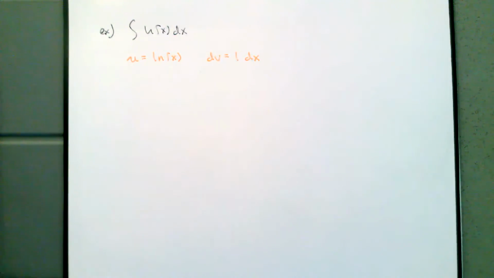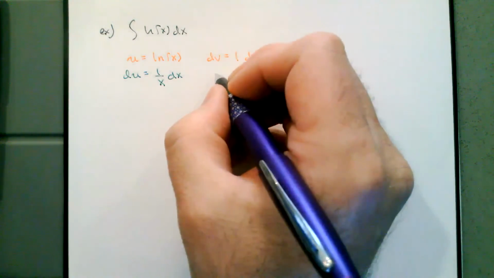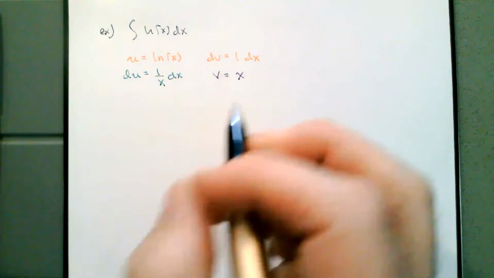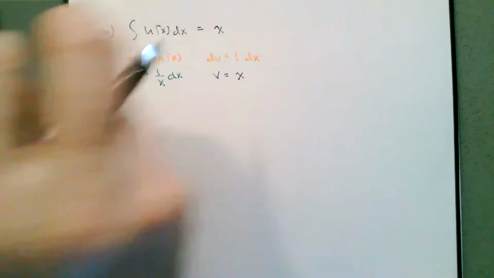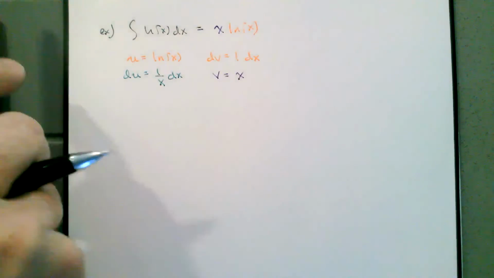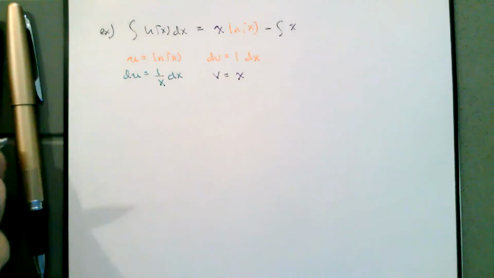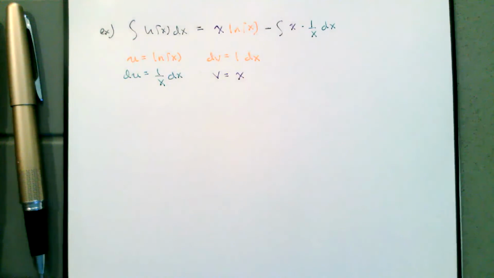That's step 1. Step 2, differentiate u to find du. Integrate dv to find v. Then we can put things together in the parts formula. The integral of u dv is uv, so I'll have x natural log of x minus the integral of v times du, x times 1 over x dx. Step 3, put everything into the parts formula.